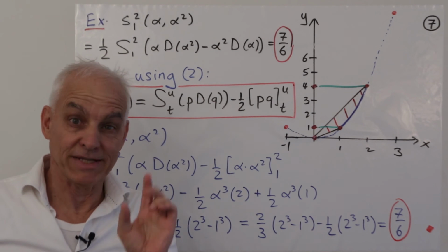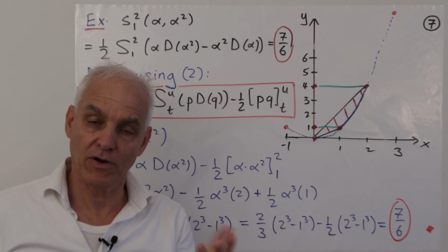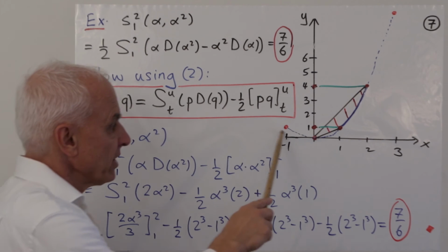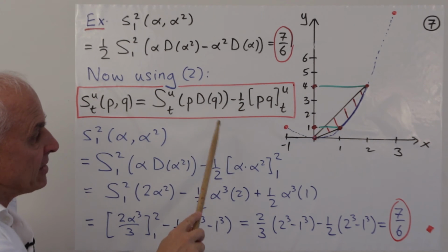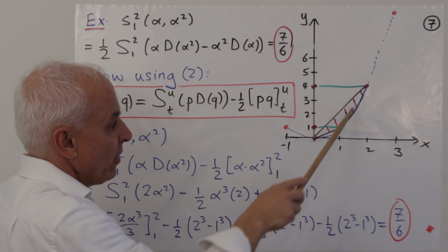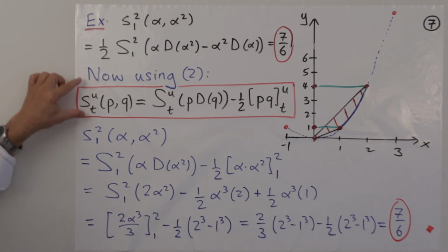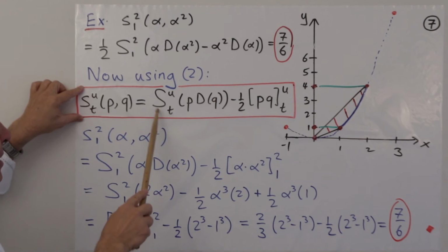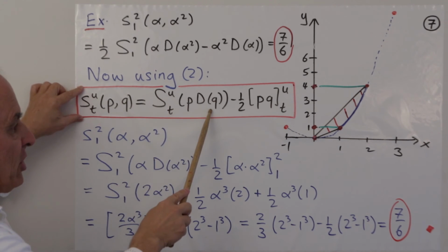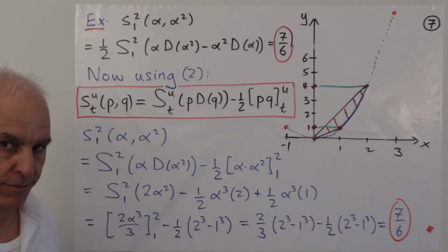Now I want to go back to the second alternate form. There were two alternate forms of the fundamental theorem. The second one is also important. So let's go back to our example of y equals x squared. I remind you that we calculated the signed area from 1 to 2 of that portion of the curve, and we got 7/6. Now there was also a second formula, and I remind you what that is: the signed area from t to u of pq is the integral from t to u of p dq minus 1/2 the product pq evaluated from t to u.